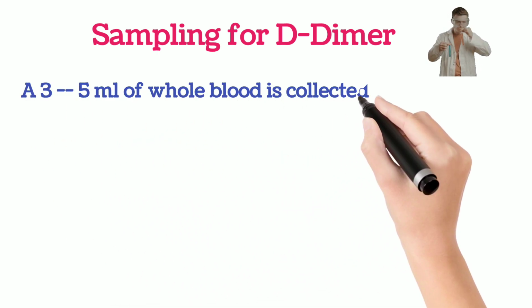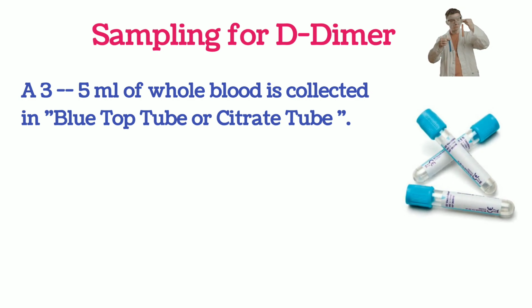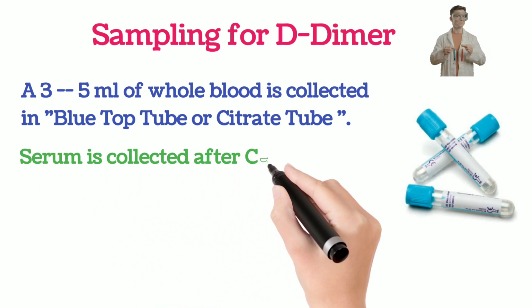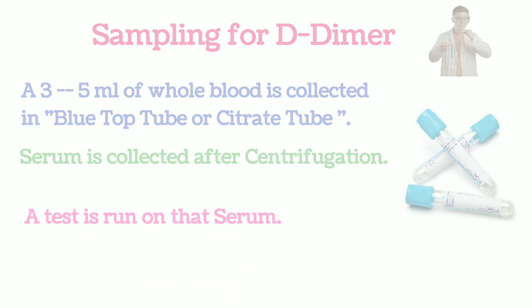So usually 3 to 5 ml of whole blood is collected in the blue top tube or sodium citrate tube. After centrifugation, the plasma is obtained and the D-dimer test is run on that.